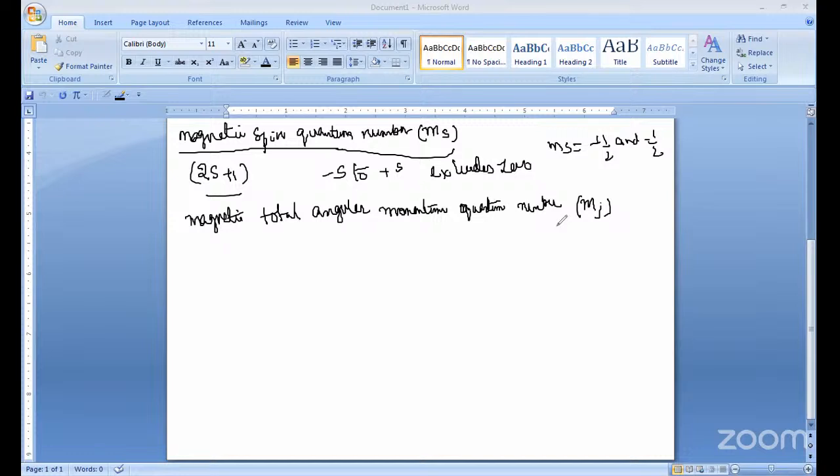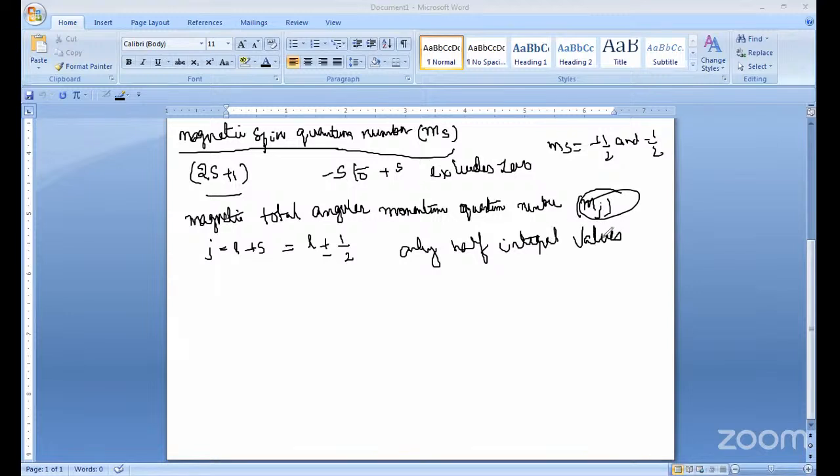Since we are dealing with a single electron, J can have only half integral values. J is equal to L plus S. Whatever the value of L, the value of S should always be plus or minus half. So J can take L plus or minus half, and consequently mj must have only half integral values.